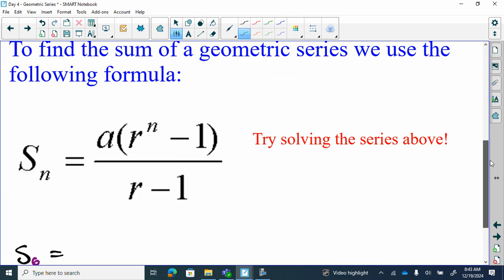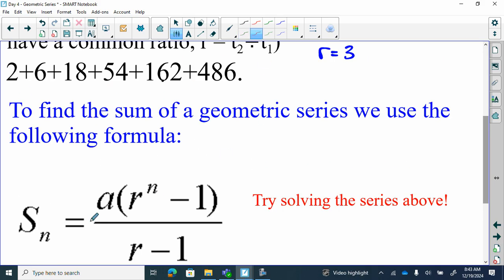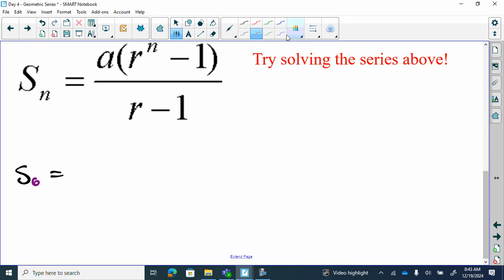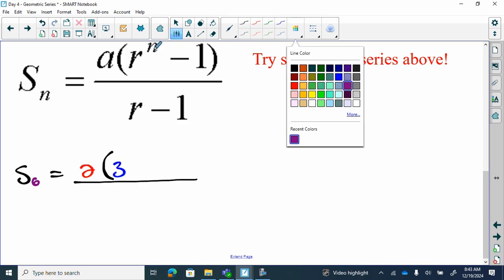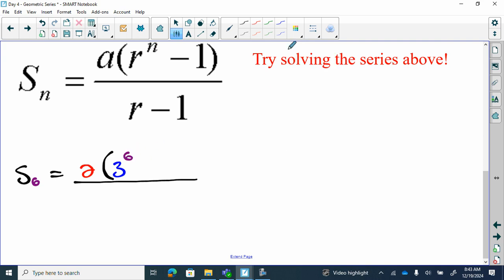It's equal to the first term. Does anyone know what A is? A is 2. And we found R to be a what? So A is going to be a 2. I am going to open a bracket. R is a 3. And what I'm going to replace this n here with, if that one became a 6, this one becomes a 6. And then it's minus 1, close the bracket, and on the bottom, it's going to be 3 minus 1.